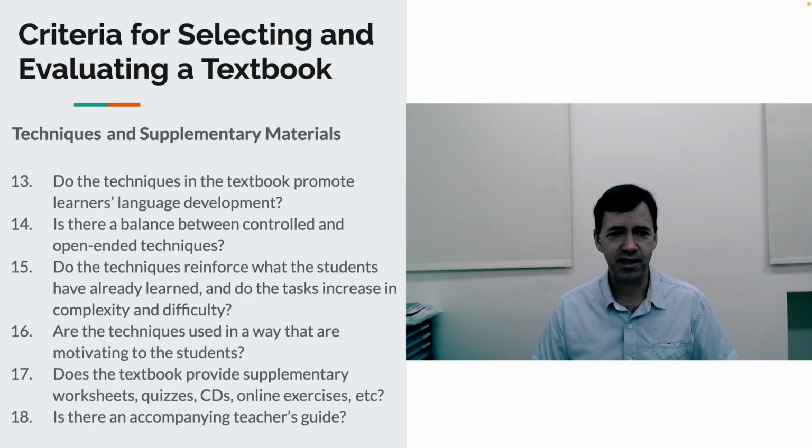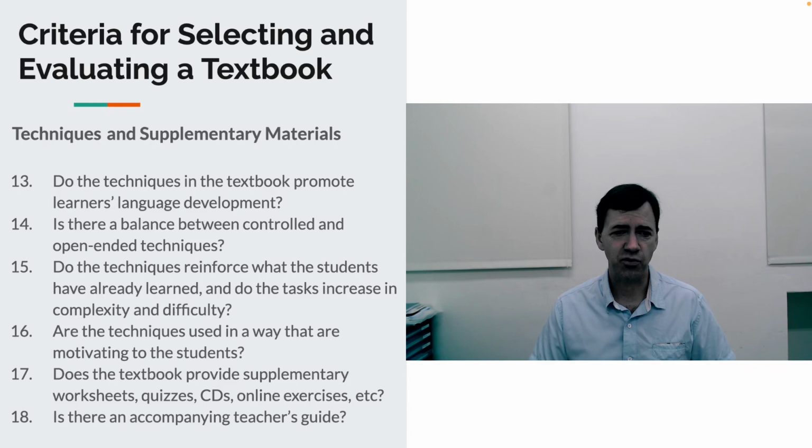Okay, next one is techniques and supplementary materials. So do the techniques in the textbook promote learners' language development? It's really important that you actually read through them and figure it out. You don't want to get a textbook and then as you're teaching you realize, actually all the techniques in here are not good. They don't match my philosophy. And so you just skip them all. Then why did you get the book, right?